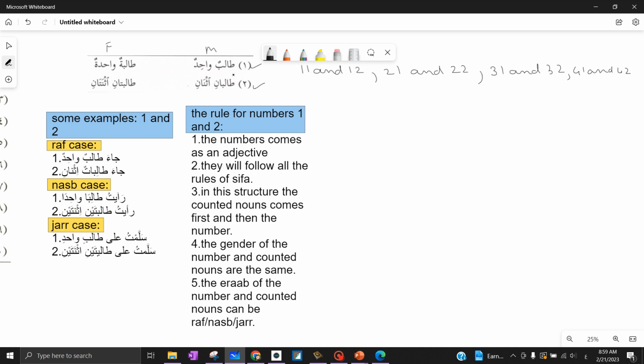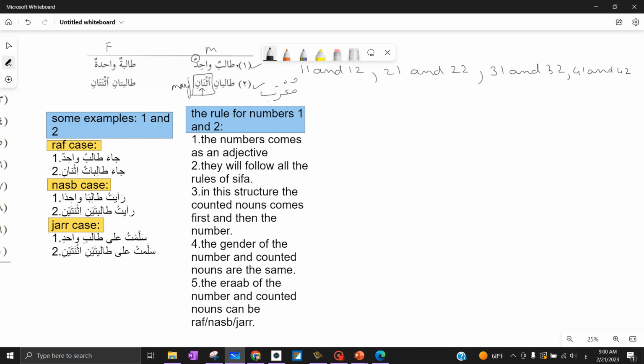Talibun wahidun, this is for male. Talibani ithnani, now this is for muthanna. Ithnani is for muthanna, and this alif shows that this is in marfu case. As you can see here, talibun wahidun, likewise taliban ithnan, this is in marfu case. The alif shows that it is in marfu case, and as we know, number 2 is mu'rab. It is mu'rab, meaning it is changing. Why is it changing? Because it shows the duality.